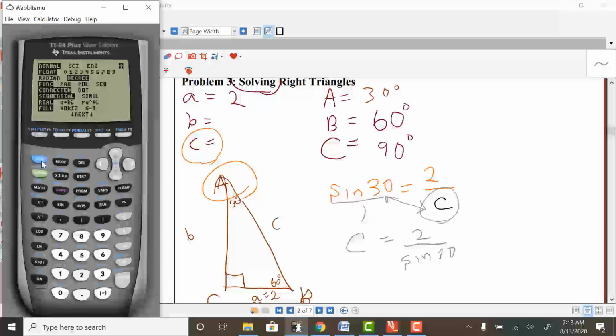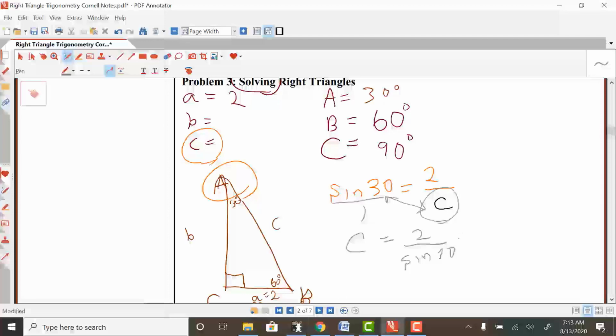I'm going to quit by pushing the blue button and the quit button. And I'm going to type this in: 2 divided by parenthesis sine 30 close parenthesis. And I get that the answer is 4. So little c is 4.